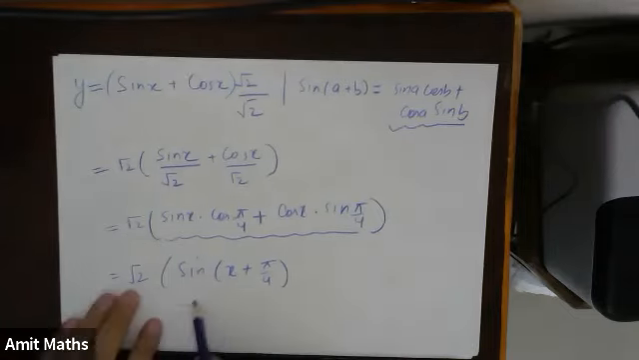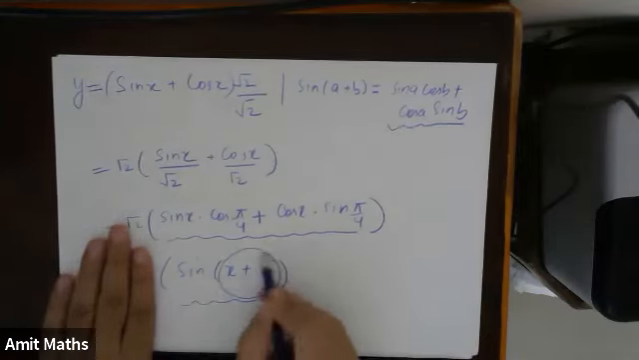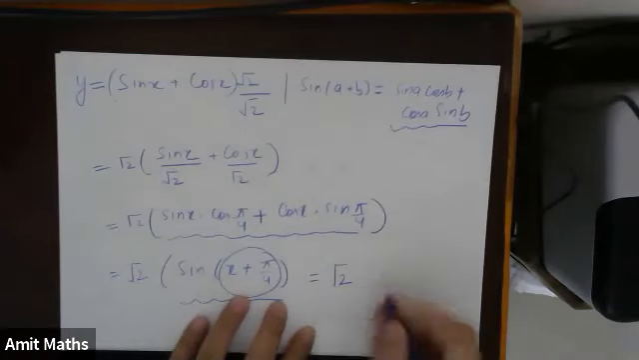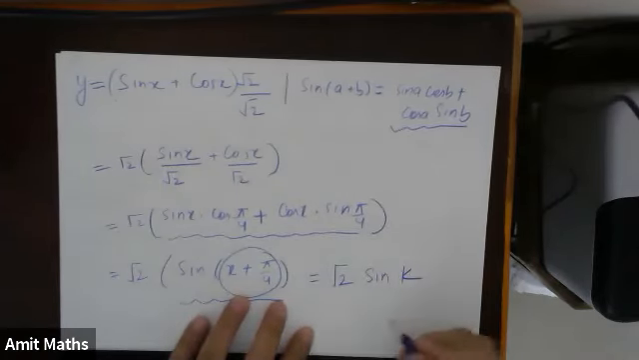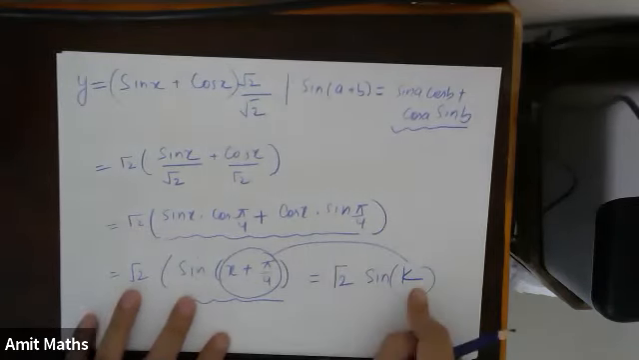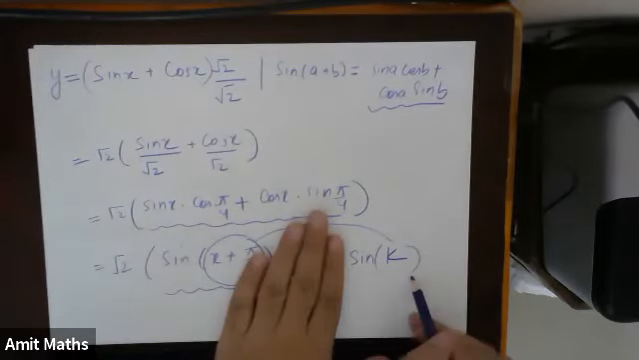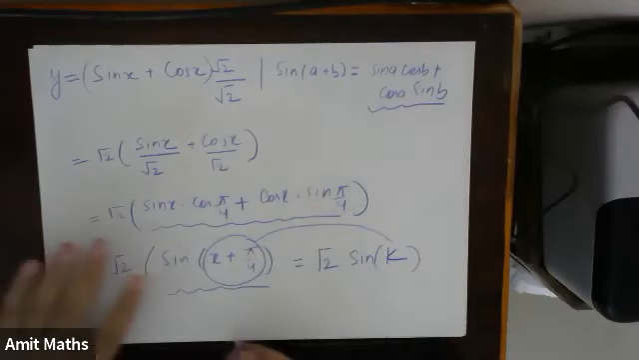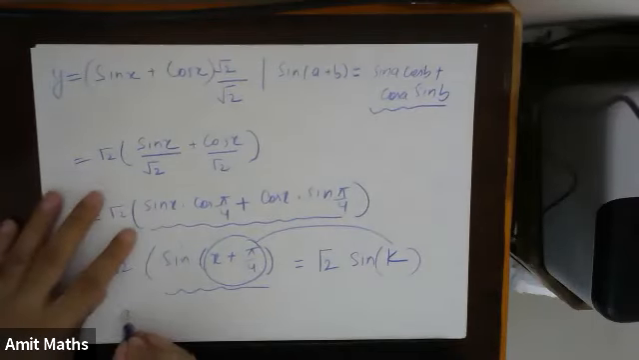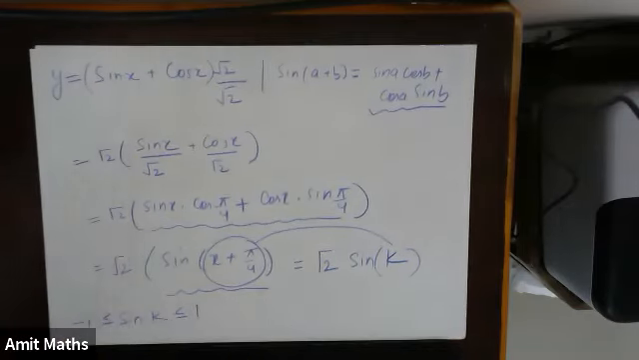Now, if this is a single trigonometric ratio, what is the range of this part? This is sine of something, suppose I take this as k. So this will become root 2 into sine of k, where this part is equal to k. I'm just giving it a different name. Now, what will be the range of this? The range of this trigonometric ratio is from -1 to 1. So that means sine of k will be less than or equal to 1 and greater than or equal to -1.